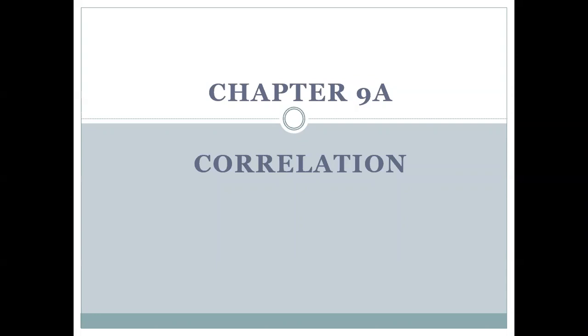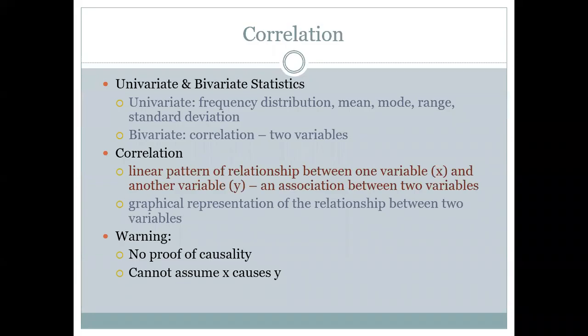Hi all. So today in our statistics class, we are going to learn and discuss correlation in chapter 9a. So what is correlation? Correlation is an analysis, a statistical method used to evaluate the strength of relationship between two quantitative variables.